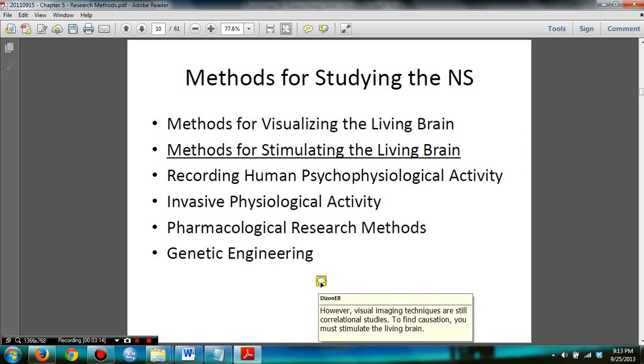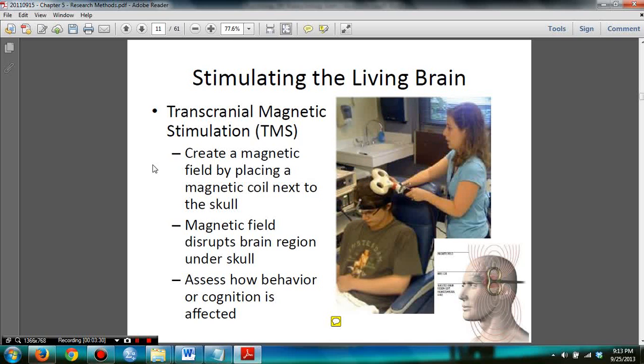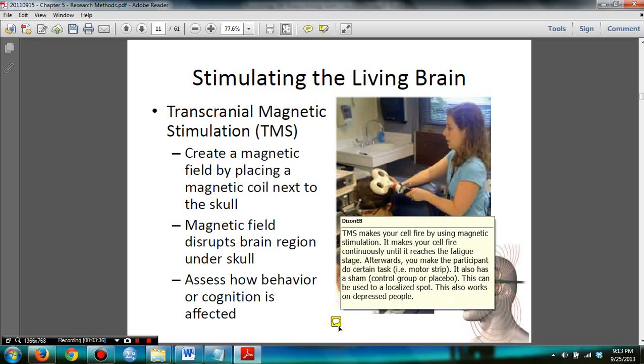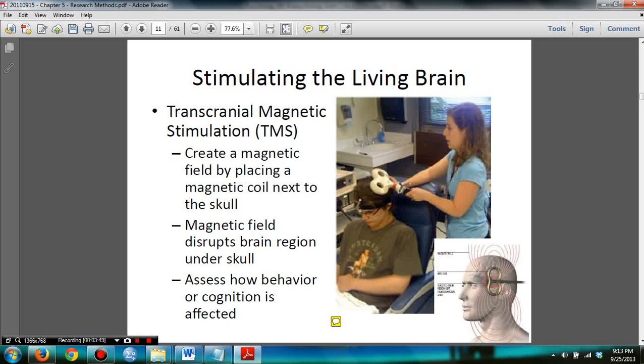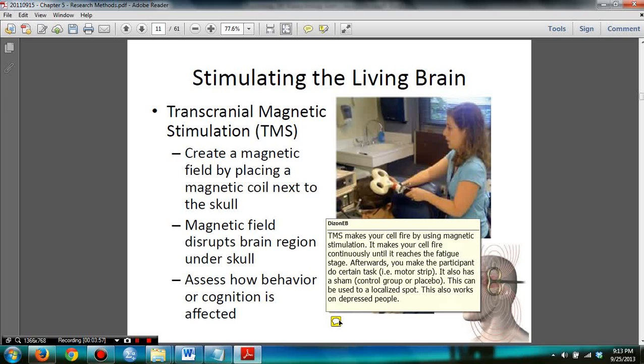Even though imaging techniques find interesting things, they are all correlational studies. So to find causation, we need a way to stimulate the brain. One technique that allows us to do that is transcranial magnetic stimulation. It makes neurons fire by using magnetic stimulation, continuously until they reach a fatigue stage. Basically it disrupts the brain region under the skull. Keep in mind that we use this to assess how behavior or cognition is affected. It uses a sham, which is a control or placebo group.